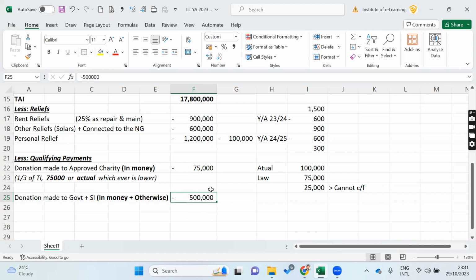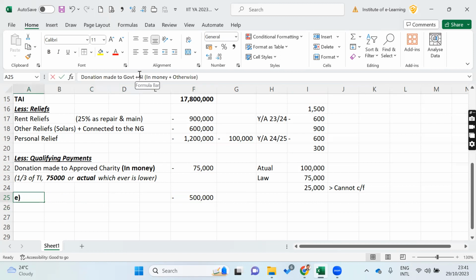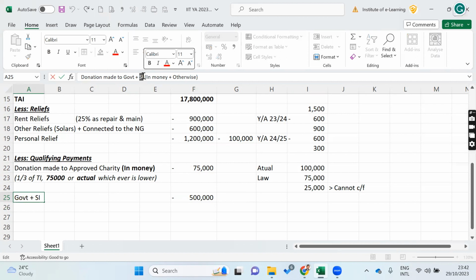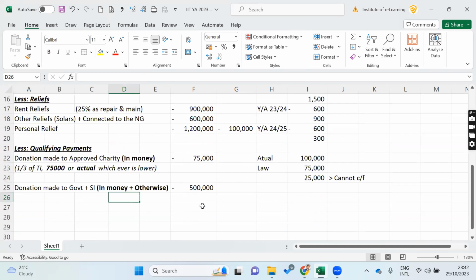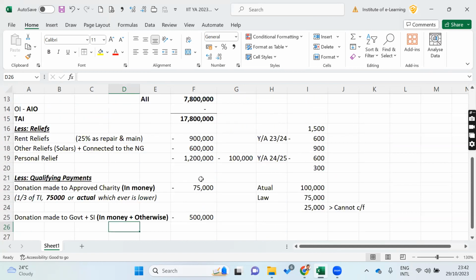So, donation made to government and specified institution. Specified institution in the sense, what are they? The specified institutions are government universities, government funds, right? National Seven Fund, right? And Kidney Fund, Api Fund, right? There are some institutions prescribed. Those things you can deduct. You can refer for additional knowledge section 50, right? So these are the main qualifying payments, right?